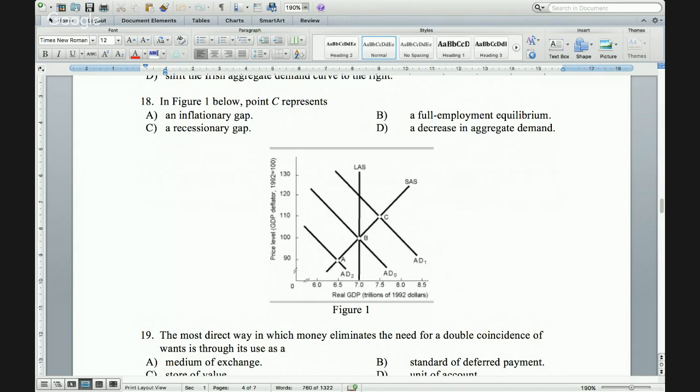And with economic growth or expansion, that usually causes an increase in prices because of the extra demand that's put in the economy. So this here is known as an inflationary gap, this triangular area. So point C represents an inflationary gap. So your answer for question 18 is A.